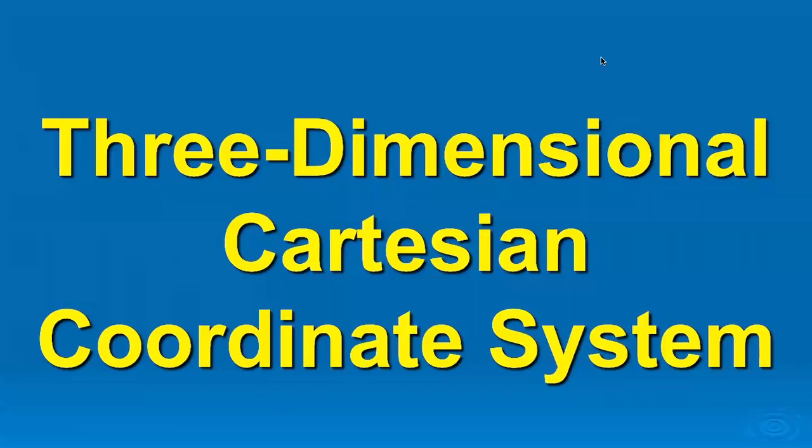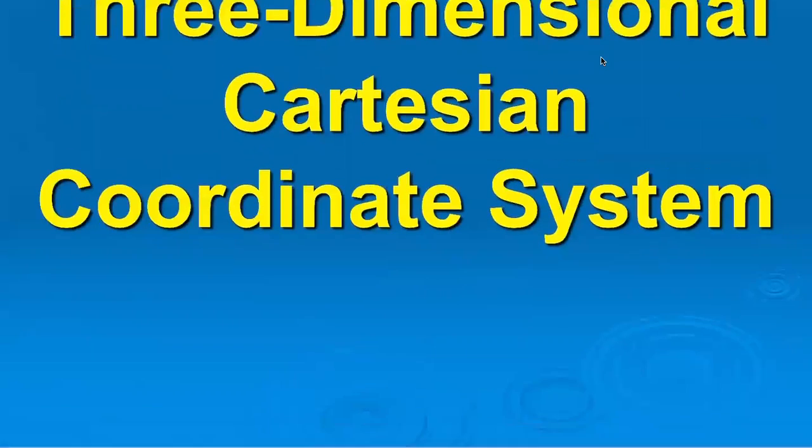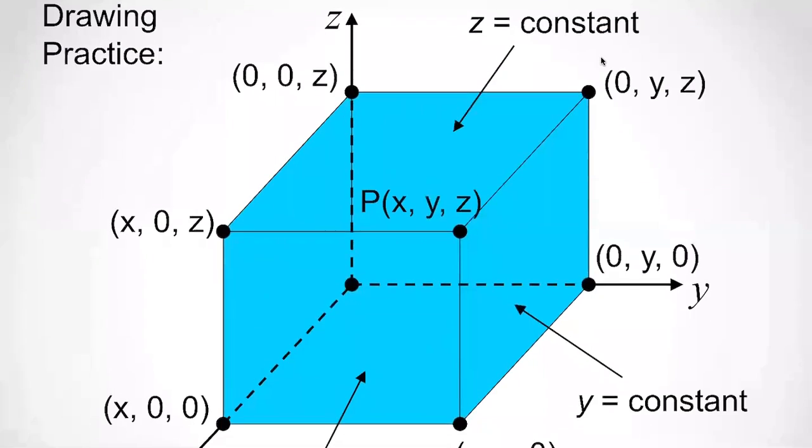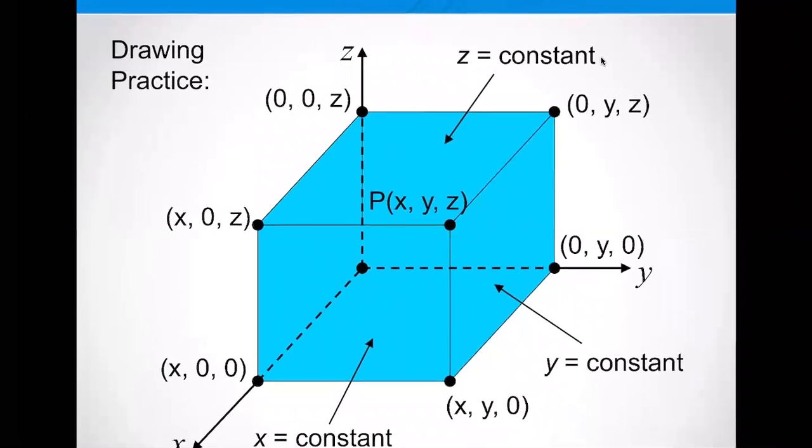Good morning. Today's lesson is on the three-dimensional Cartesian coordinate system. So we're changing over from our two-dimensional stuff that we did with our circles, ellipses, parabolas, and hyperbolas to moving to 3 dimensions. So when drawing in 3 dimensions, it's hard.